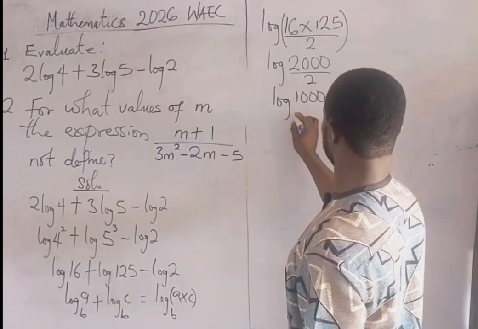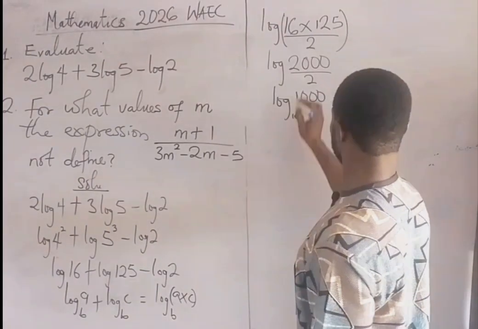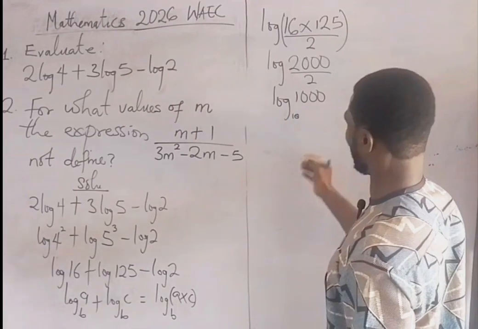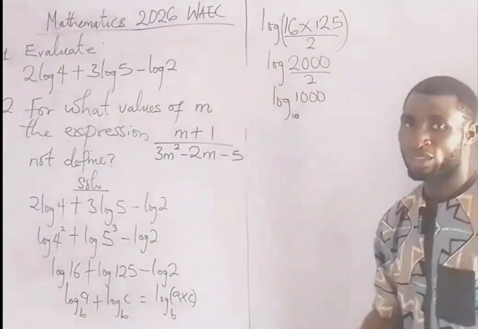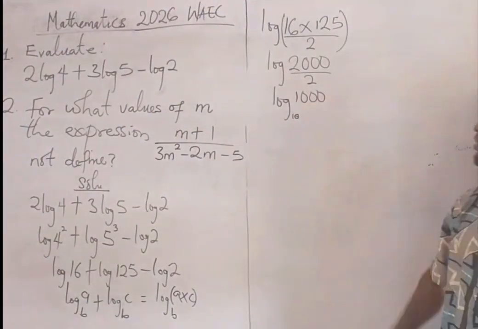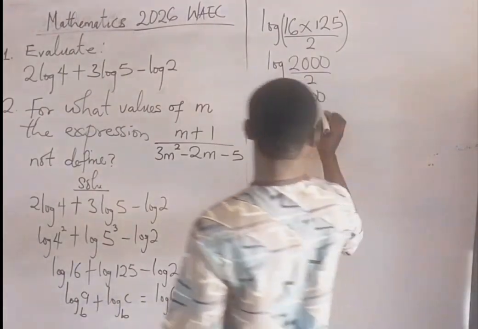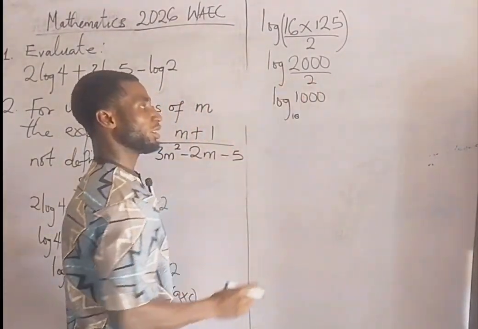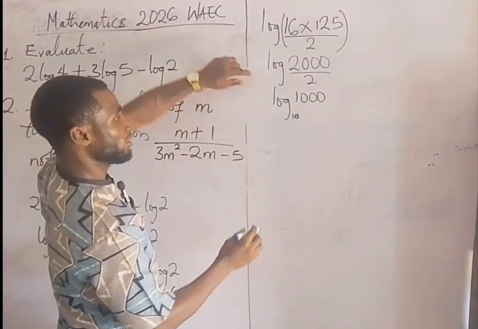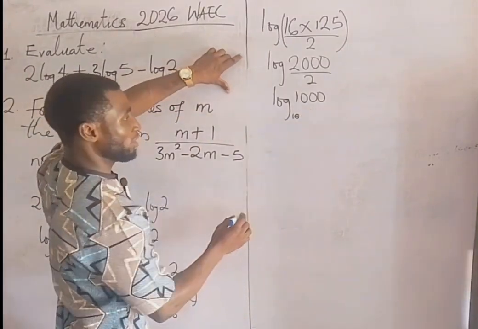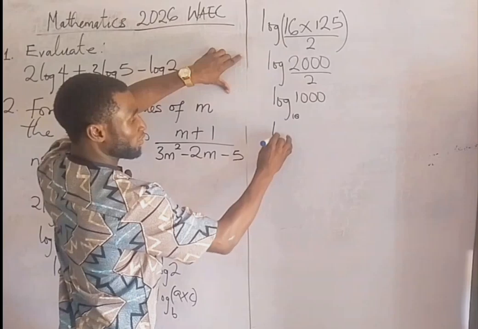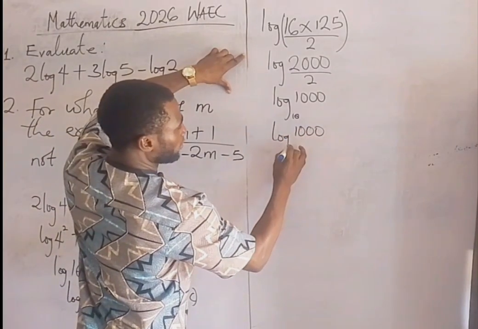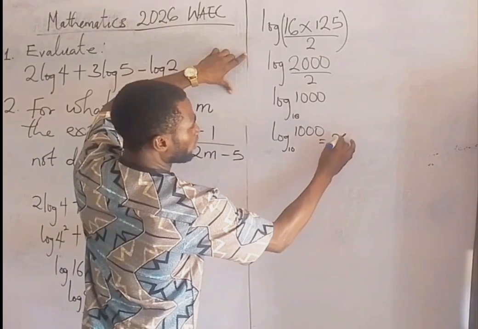1000 base 10. Okay, all are in base 10. When you have base 10, you can decide to write it, or you can decide to just leave it that way. Now, using the relationship between logarithm and indices, we can change this to indices: log 1000 base 10 is equal to x.